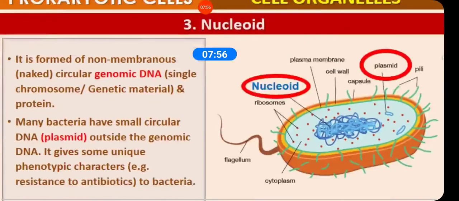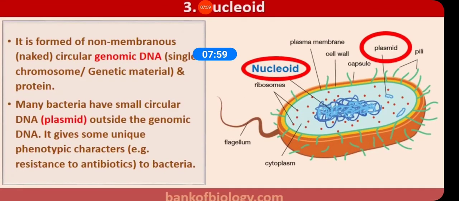Now, what is nucleoid? You can see in the prokaryotes, the nuclear membrane is not there. So there is non-membranous circular genomic DNA. In our body it is linear, but in the prokaryotes the DNA is circular. Single chromosome genetic material and proteins are present, and many bacteria have a small circular DNA plasmid outside the genomic DNA. This is a very important thing to be noted down.